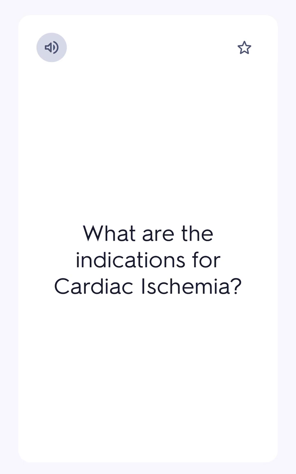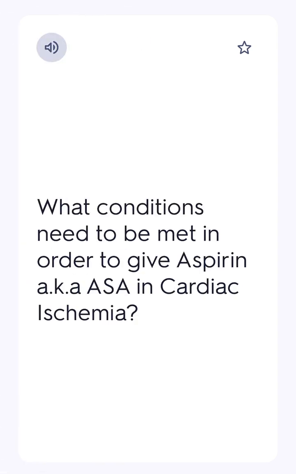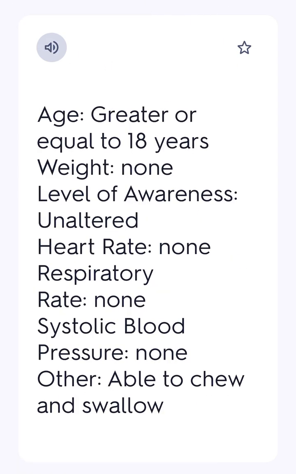What are the indications for cardiac ischemia? Suspected cardiac ischemia. What conditions need to be met in order to give aspirin, aka ASA, in cardiac ischemia? Age, greater or equal to 18 years. Weight, none. Level of awareness, unaltered. Heart rate, none. Respiratory rate, none. Systolic blood pressure, none. Other, able to chew and swallow.